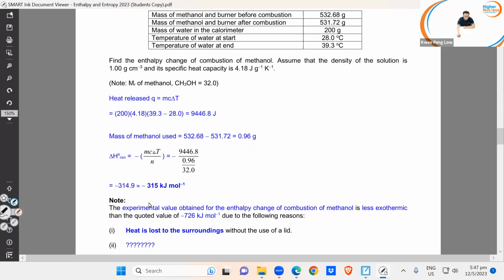Can you think of another one? If you can, leave it in the comments below. Okay, so this is the first kind of calculation which we call calorimetry.